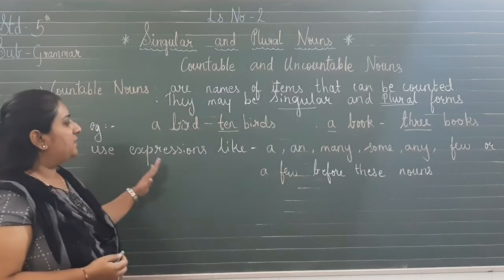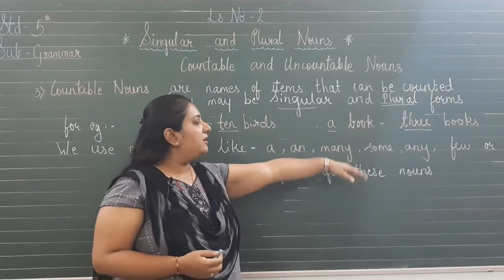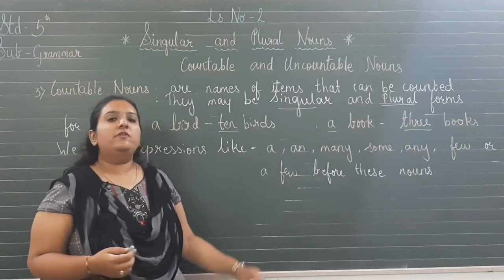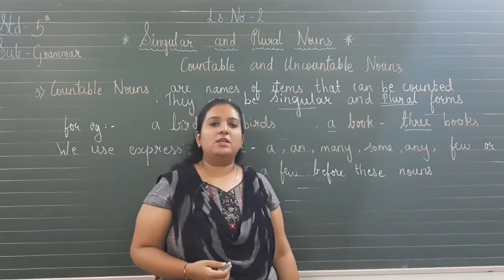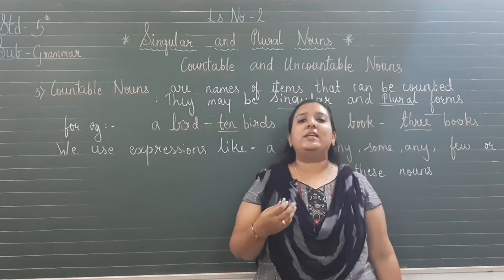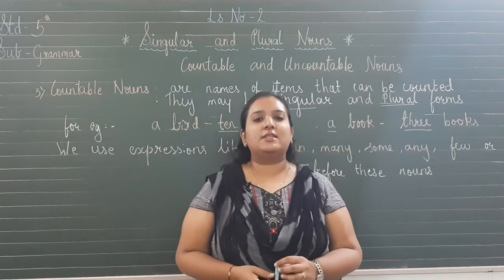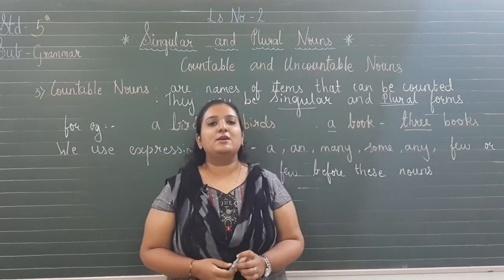Now there are some expressions like a, an, many, some, any, few or a few that we can use before these nouns. So what are countable nouns? Countable nouns are entities which we can count, items which we can count, and countable nouns can be singular and plural forms both.